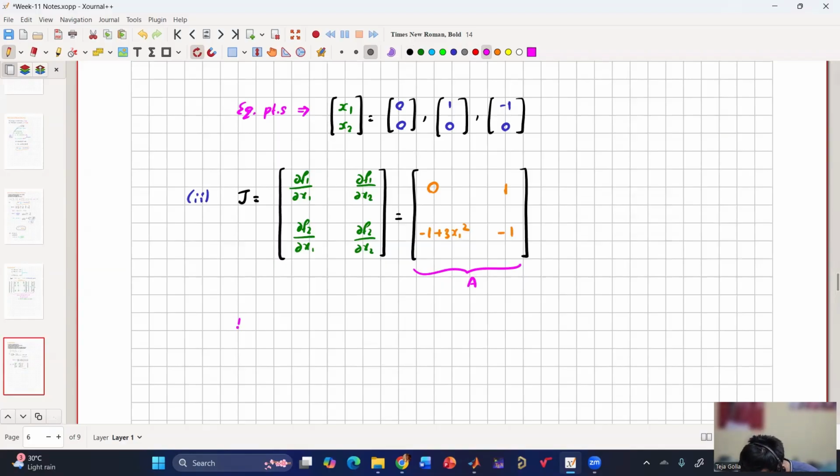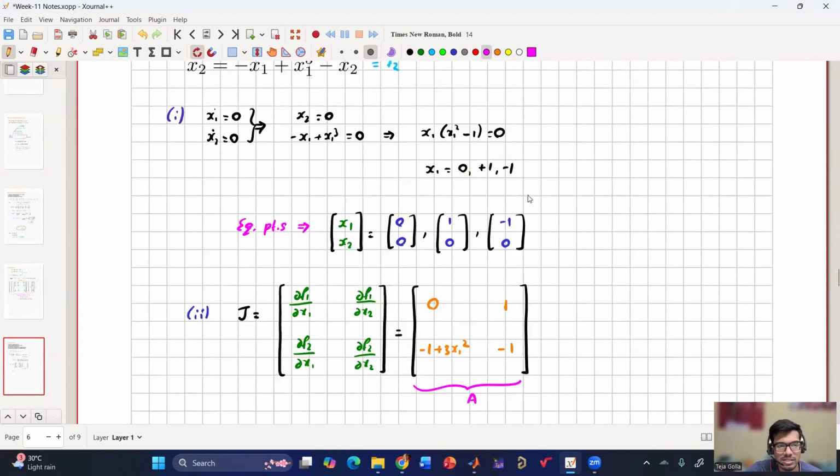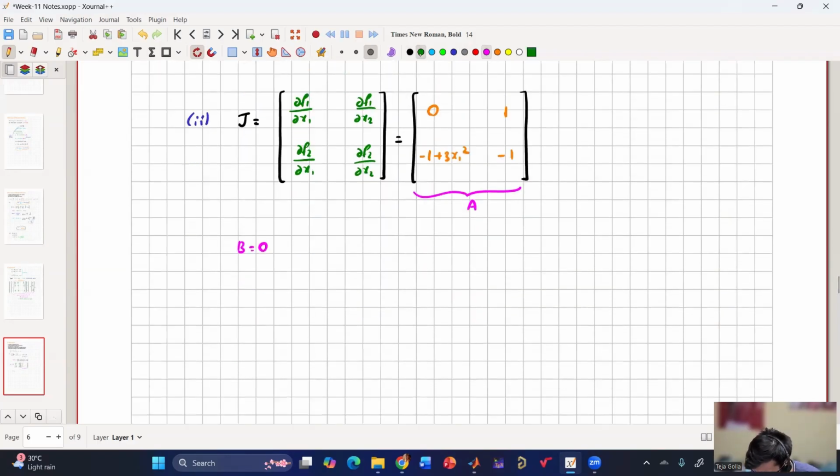B matrix is 0, simple. And then say y is x1. If y is my x1, then y is equal to C into x, which is x1, x2. So there is not much difficulty in y. The main issue is coming for the x dot equal to Ax plus Bu.